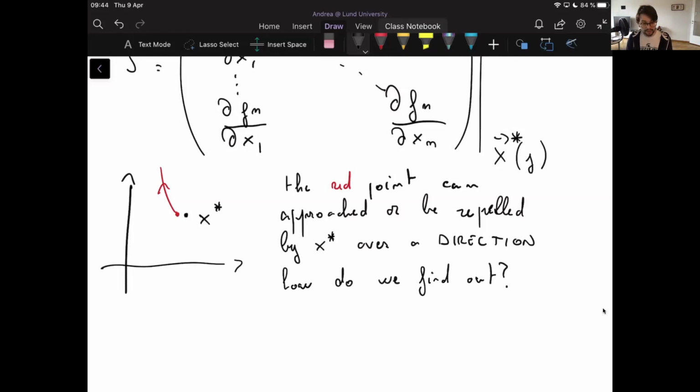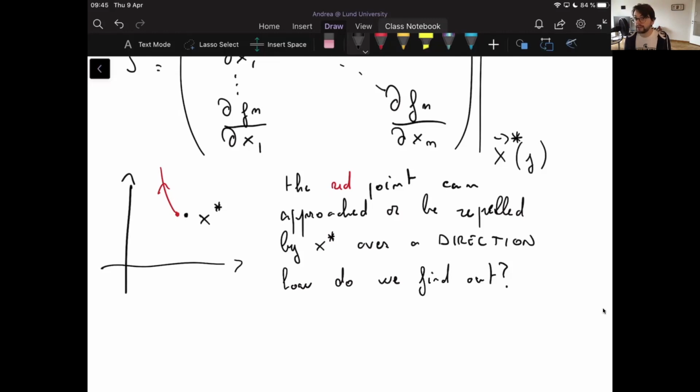Nobody dares to say the magic word. The magic word is eigenvalues. We compute the eigenvalues of the Jacobian. The eigenvalue will tell us if it is repelled or attracted over a given direction, and the corresponding eigenvector will give us the direction. And why is that? Because this is exactly the property of an eigenvalue and an eigenvector. Finding the eigenvalues of the Jacobian finds the preferred direction.